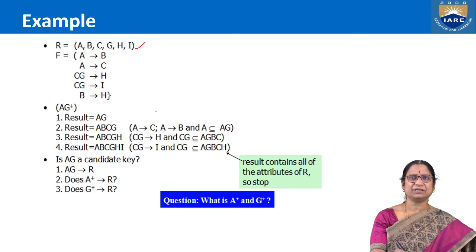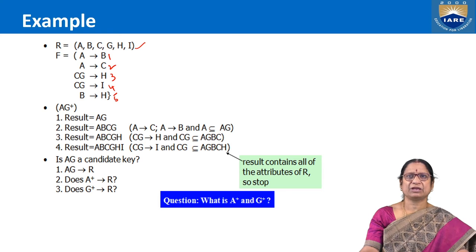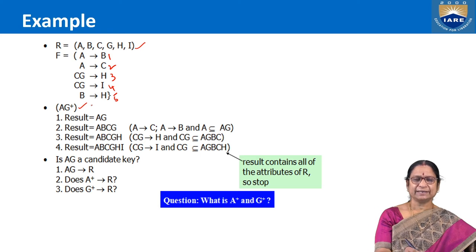So A determines B, these are the FDs given for us. A determines B, A determines C, that is 1. I am giving the numbering so that while applying, sometimes we may speak with the numbering 1, 2, 3, 4, 5. These are the FDs we have. 5 FDs are there and 6 attributes are there. Now, the problem is we have to calculate AG plus.